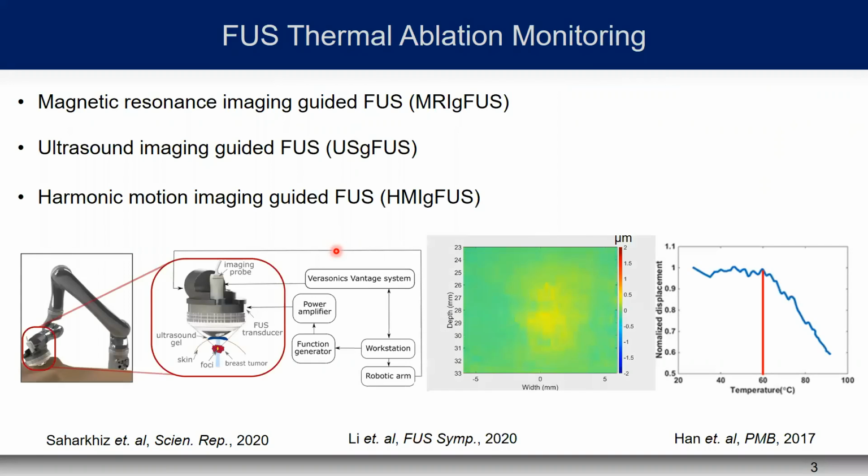In our lab, we have developed a harmonic motion imaging guided FUS to monitor FUS ablation treatment. In HMI guided FUS, an imaging transducer is inserted in the opening of the FUS transducer, and the imaging transducer is used to monitor oscillatory displacement during the treatment. And from the oscillatory displacement, the monitoring is performed.